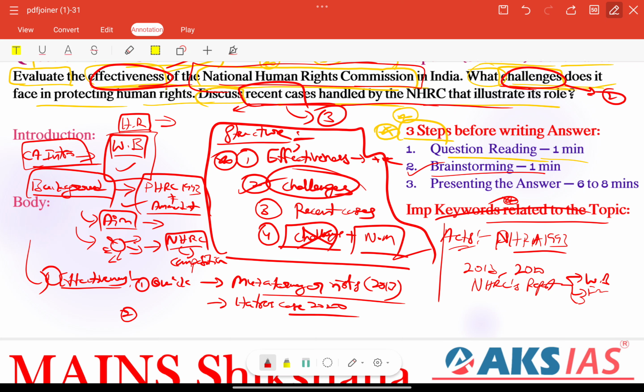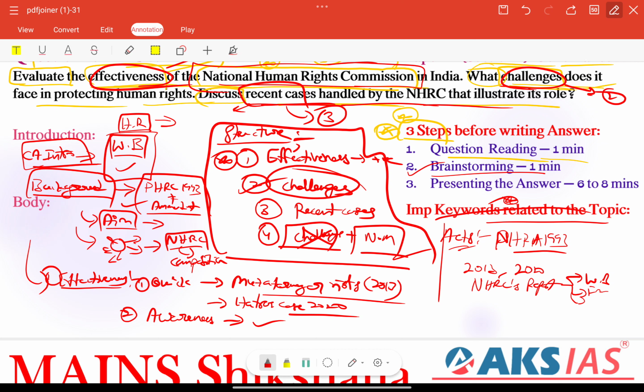Otherwise we have promotion of public awareness, which is also very important. It is promoting awareness regarding NHRC, conducting awareness campaigns and training programs for law enforcement agencies and civil society.